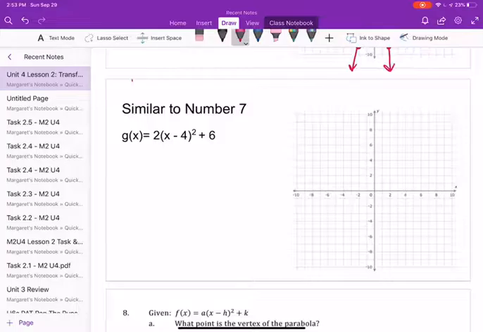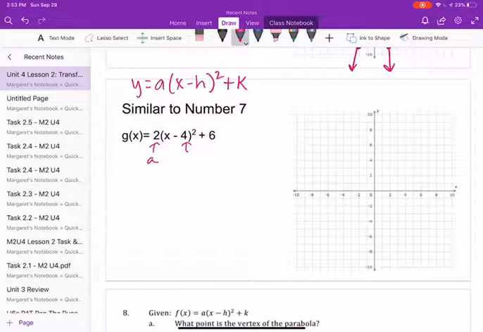So if you remember, we have y equals a times (x minus h) squared plus k. And so we have an a of 2, that's our growth factor. We have an h of 4, that's our right-left movement. And we have a k of 6, that's our up-down movement.